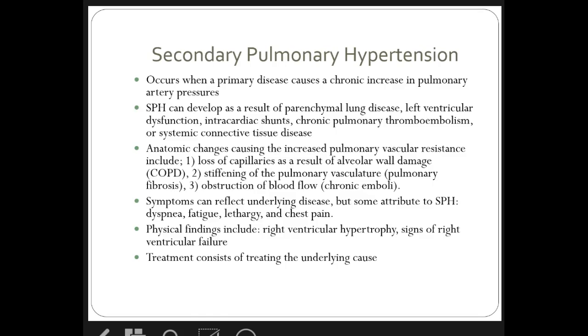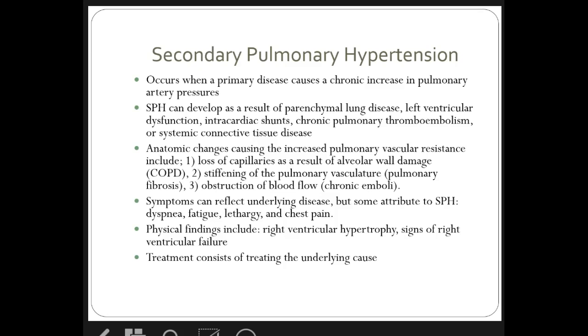Secondary pulmonary hypertension, again, as I talked about earlier, can occur with your patients who have a chronic increase in pulmonary artery pressures. It can develop with parenchymal lung disease, left ventricular dysfunction, chronic pulmonary thromboembolism. You have an anatomic change that occurs, loss of capillaries because of alveolar wall damage, as what we see in COPD. You have stiffening of the pulmonary vasculature that occurs, pulmonary fibrosis, and you have obstruction of blood flow like you see with chronic emboli.